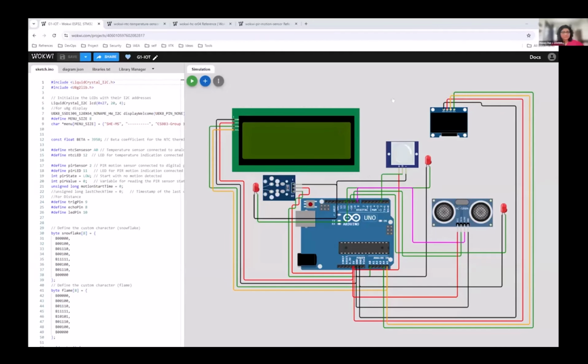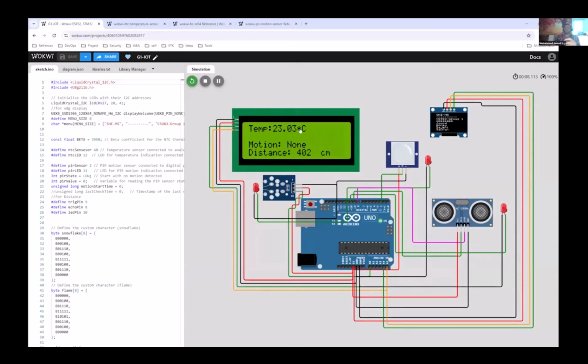Okay, so this is the simulation project which we have created as a team. We name it SHE-MS, smart home energy management system. And she already presented all the components, all the sensors we have used in this project. So let me run this simulation. First on the LCD, we are showing the group and then the default settings.